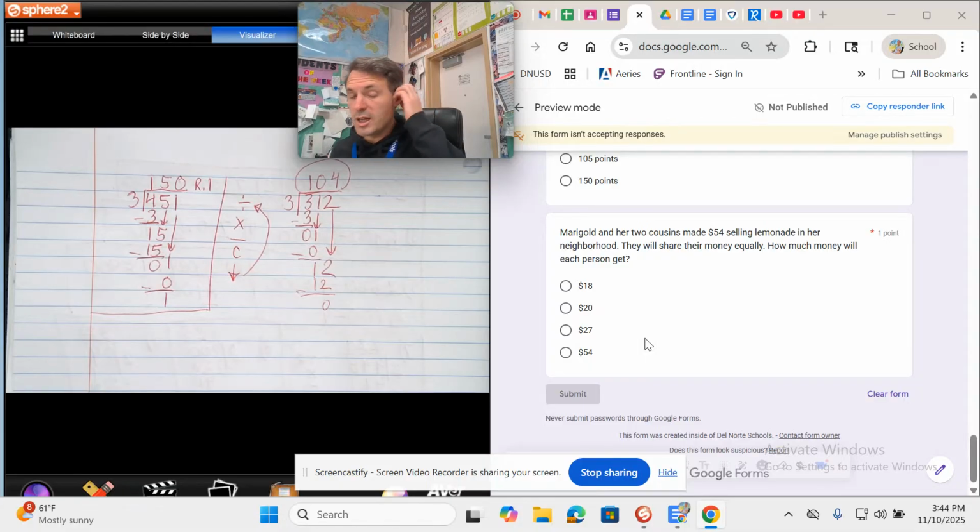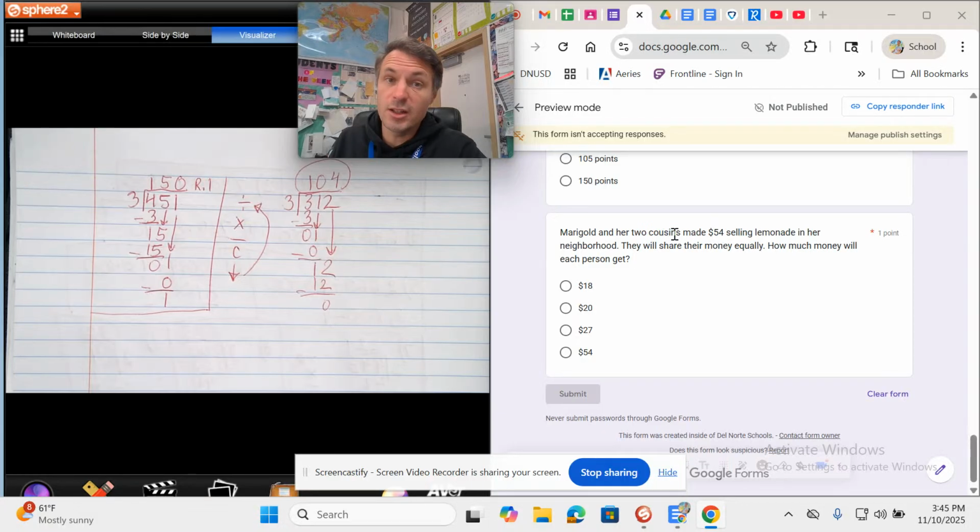Next, Marigold and her 2 cousins made $54 selling lemonade in her neighborhood. They will share their money equally. How much money will each person get? You should highlight Marigold and her 2 cousins, because that lets you know that there's how many of them? 3. A lot of people would just highlight 2 cousins and they would think, oh, I'm separating this into 2 equal parts, but you have to really read these.